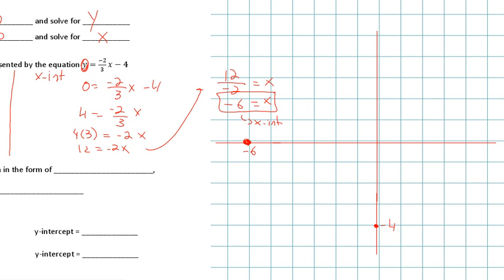So this equation right here, the line of it is this, okay? So by finding the 2 points, the x-intercept and the y-intercept, I can draw the line. Do you guys understand that?